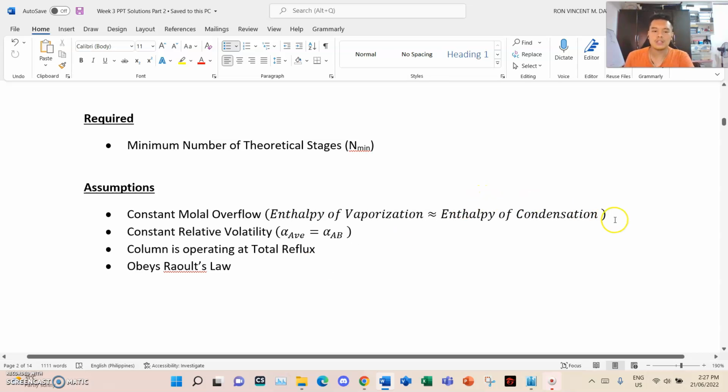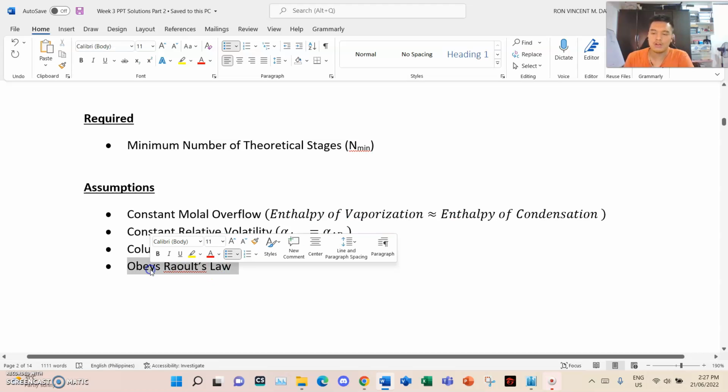I assume that it is under constant molal overflow, meaning that the enthalpy of vaporization is equal to the enthalpy of condensation. It has constant relative volatility, so the average relative volatility is equal to the relative volatility of light key and heavy key. And the column is operating at total reflux. And of course, it obeys Raoult's law.